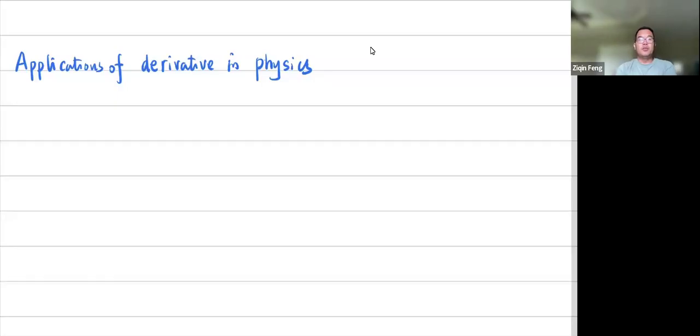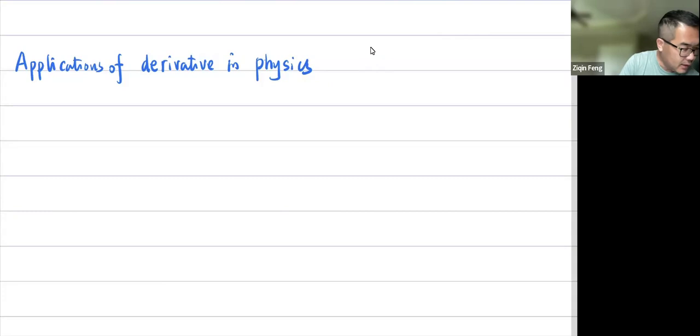In this video, we will discuss one of the classic applications of derivative in physics. Let's start from the simple scenario. We have a moving object, but so far let's put a restriction on the path of the object. Let's make our object move in a straight line with coordinates.